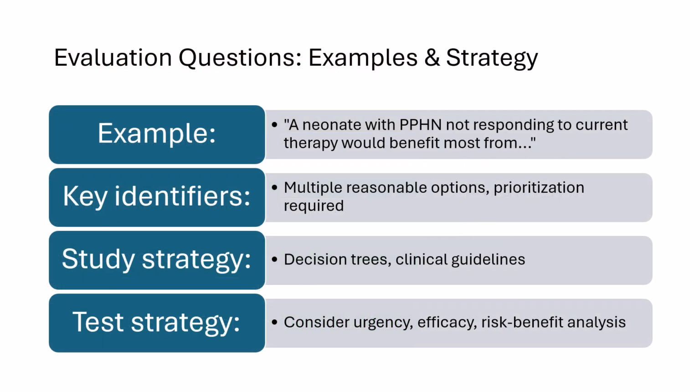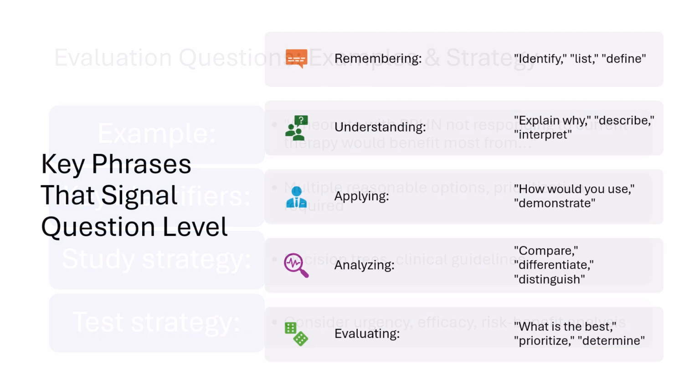Here's an example. A neonate with PPHN not responding to current therapy would benefit most from... Notice how this requires you to evaluate multiple treatment options and prioritize based on the clinical situation. Study with decision trees and clinical guidelines. During the exam, consider factors like urgency, efficacy, and risk-benefit ratios when selecting your answer. Learning to recognize these signal phrases can help you quickly identify what type of question you're facing.